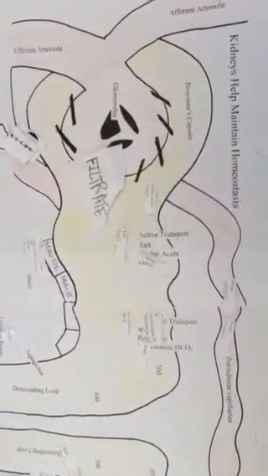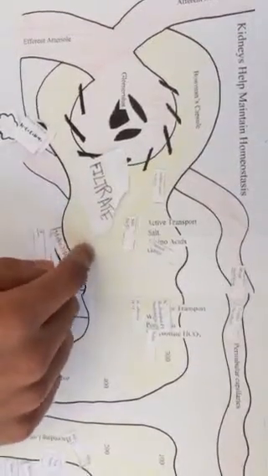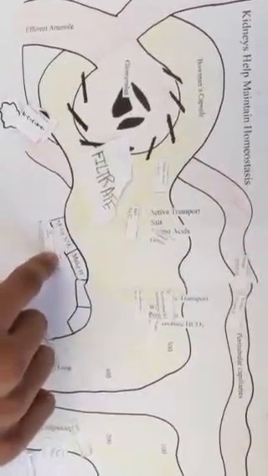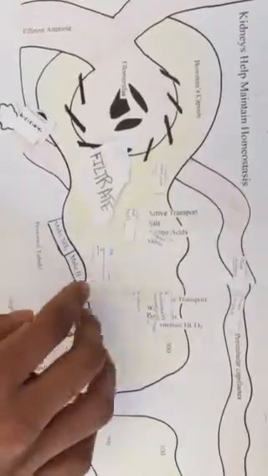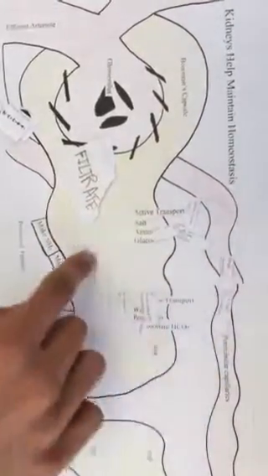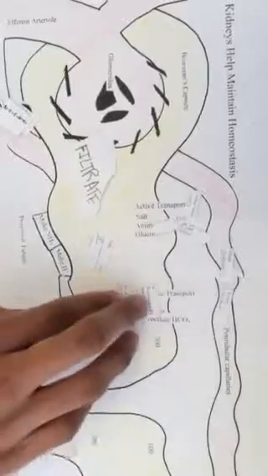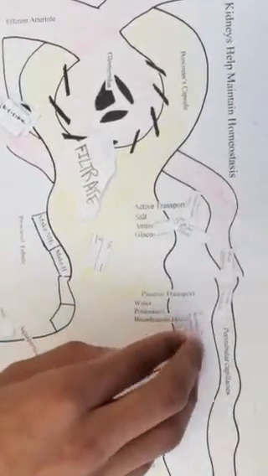From the Bowman's capsule, the filtrate moves into the proximal tubule, where ammonia and hydrogen enter the tube to maintain pH, and amino acids, salt, and glucose are transported actively into the interstitial fluid, while potassium, bicarbonate, and water are transported passively into the interstitial fluid.